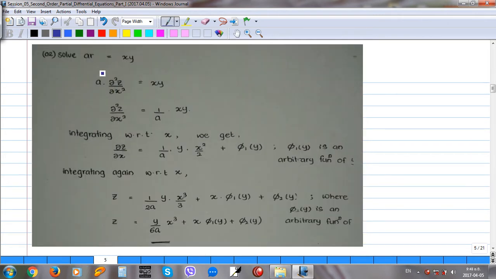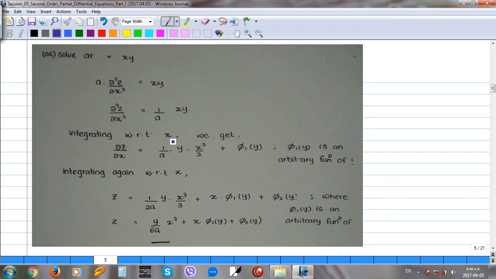Another example, r equals xy. So you know that, according to the definition, r equals ∂²z over ∂x². Then, a is a constant, so that coefficient I am sending to the other side. Then ∂²z over ∂x² equals 1 over a times xy. So integrating with respect to x, we can integrate both sides. Then we get ∂z over ∂x, and 1 over a is a constant. Then y is also a constant, because we are integrating with respect to x.